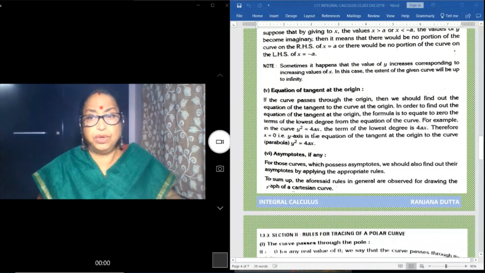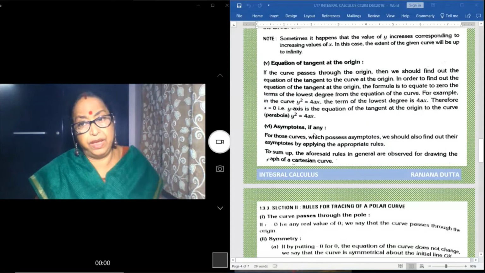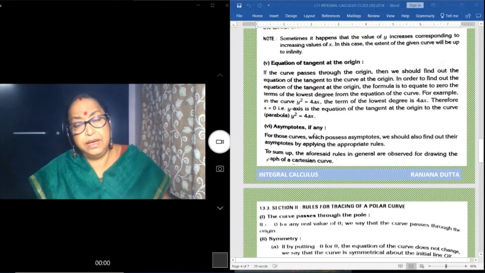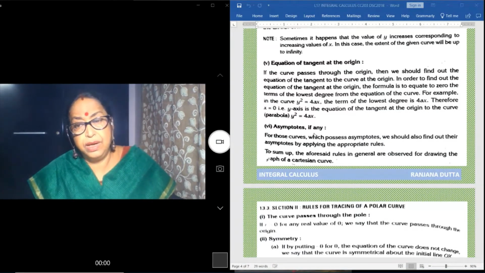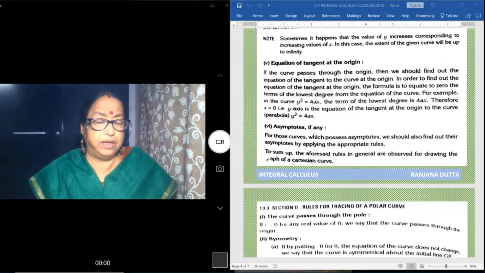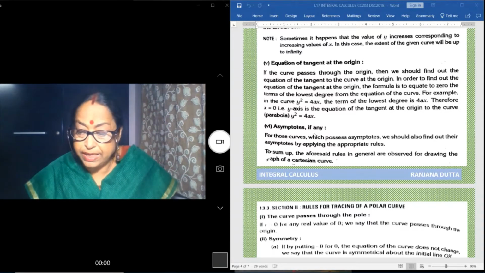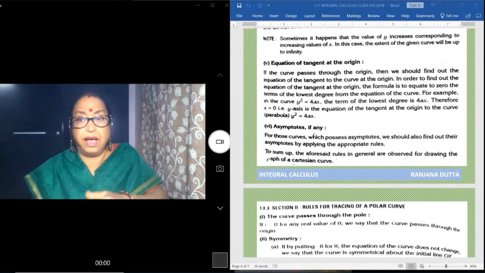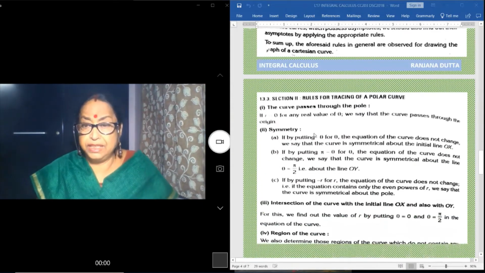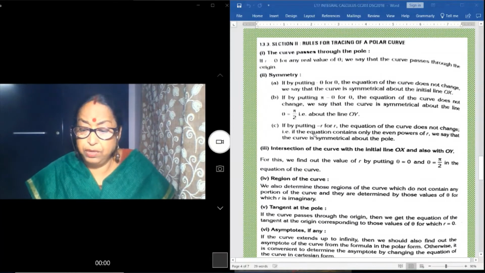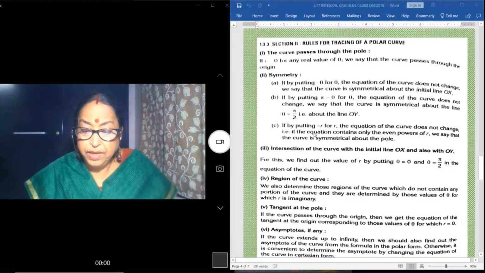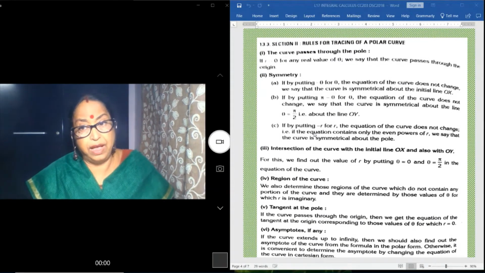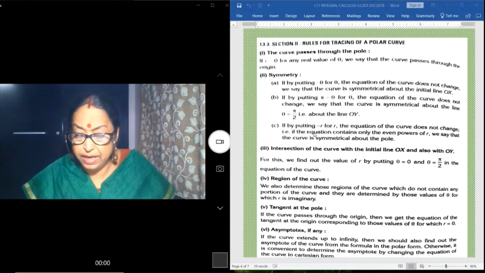Now, asymptote, if any. We can find the asymptote by using the formula for asymptote. These are the rules for Cartesian curves. Now, how to trace a polar curve?